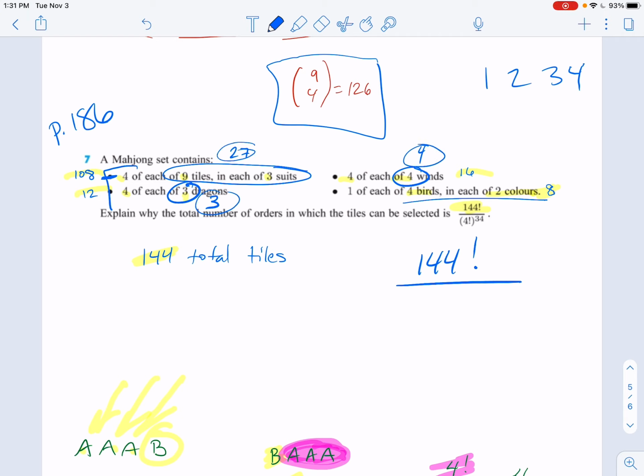So there were 4 in each of those. That's 4 factorial that we then raised to the 34th power, because each of those things can be arranged 4 factorial ways. So hopefully that makes sense.